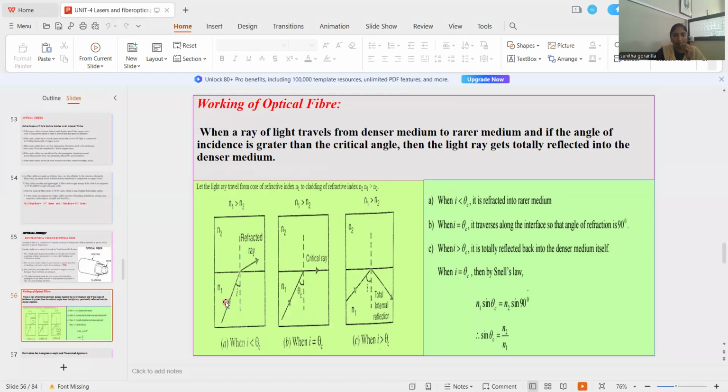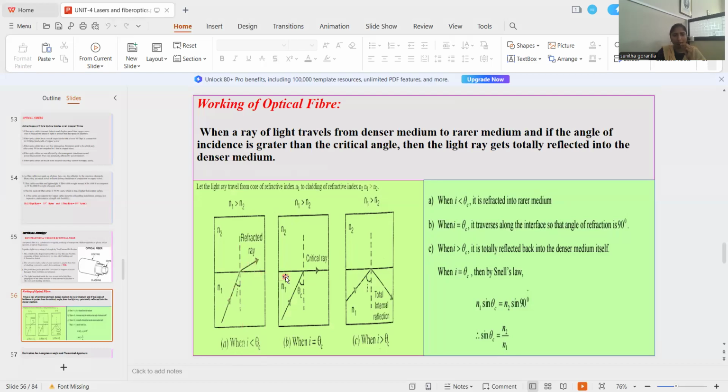When the light ray travels from the denser to the rarer medium with angle of incidence I, where I is less than theta c, the angle of incidence I is less than theta c, the ray refracts into the second medium, moving away from the normal and traveling like this. When I is less than theta c, the ray refracts into the second medium.